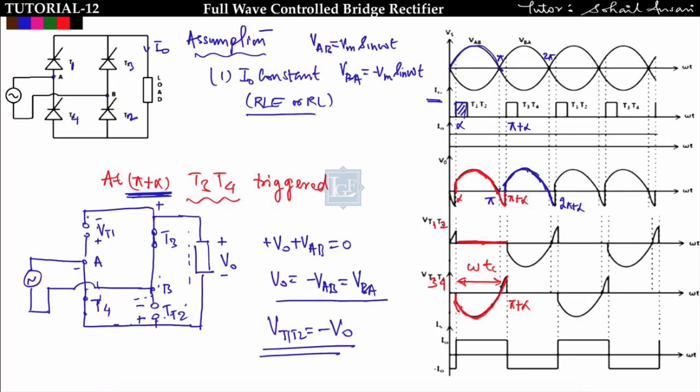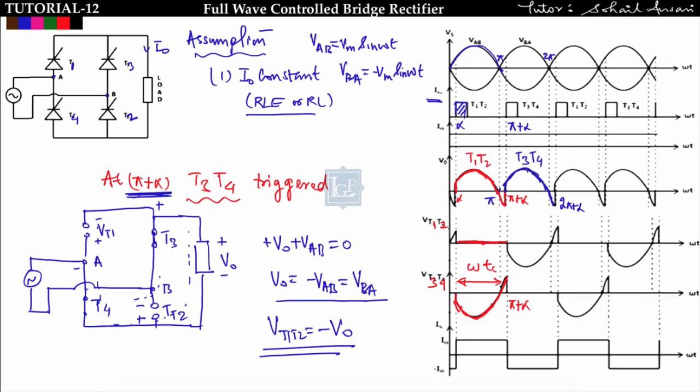That means the voltage drop across T1 and T2 will be negative, and in this case T1 T2 stops conducting from pi plus alpha to 2 pi plus alpha. So in a nutshell I can say that from alpha to pi plus alpha T1 T2 will conduct, and from pi plus alpha to 2 pi plus alpha T3 T4 will conduct.